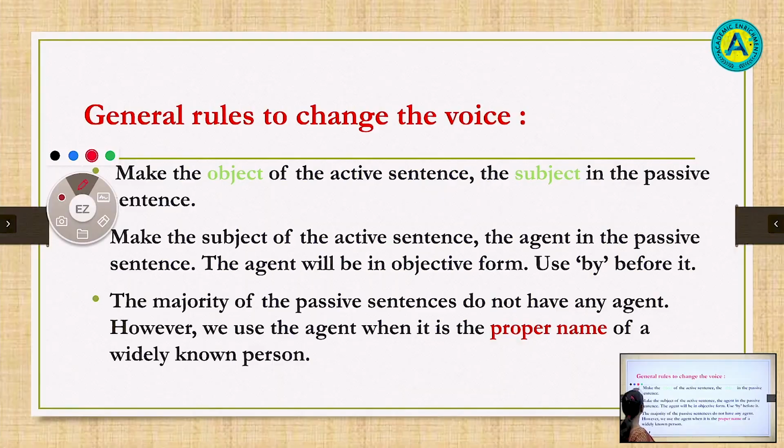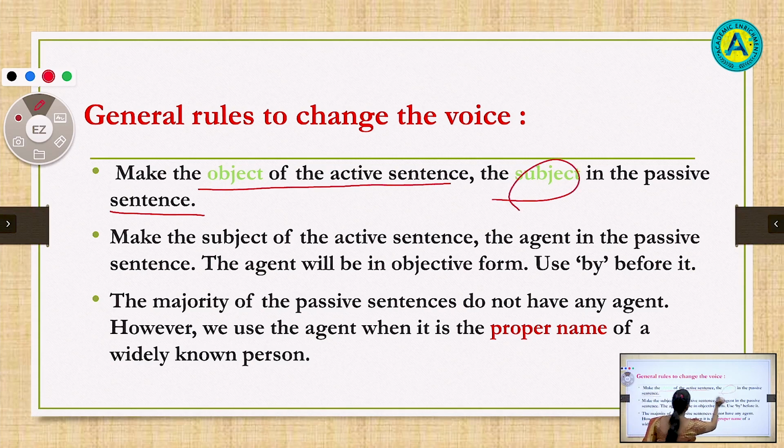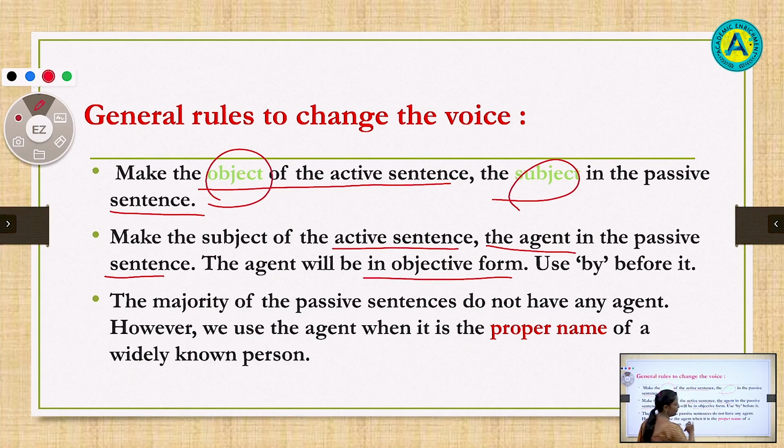The next, general rules to change the voice. Make the object of the active sentence the subject in the passive sentence. We will make the object of the active sentence the subject in the passive sentence. It is number 1. Then, make the subject of the active sentence the agent in the passive sentence. The agent will be in objective form and we use by before it.